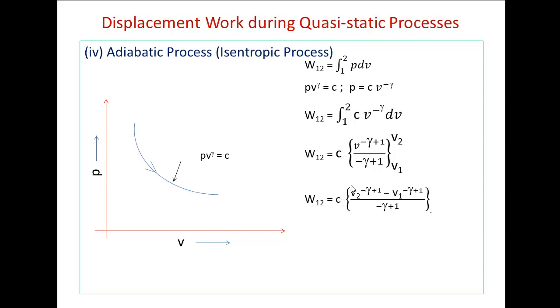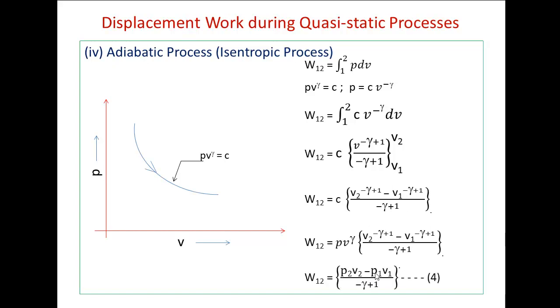When I take this C inside, I can write this as P2 V2 power gamma into V2 power minus gamma plus 1. Whereas when I take it here, I am having V1. So in terms of V1, I am going to express C, which is nothing but P1 V1 power gamma into V1 power minus gamma plus 1. So when we take this value inside and multiply with V2, V2 power gamma times V2 power minus gamma plus 1 will become V2.